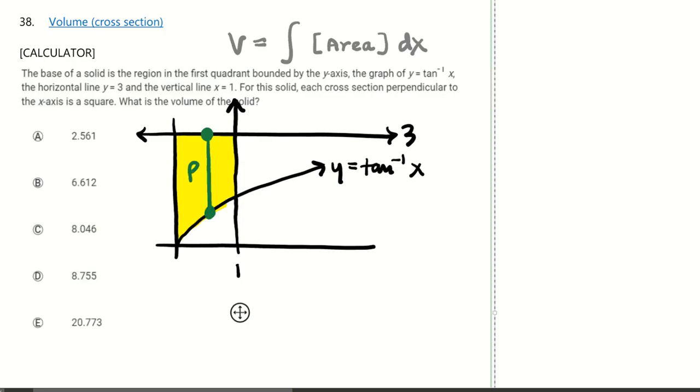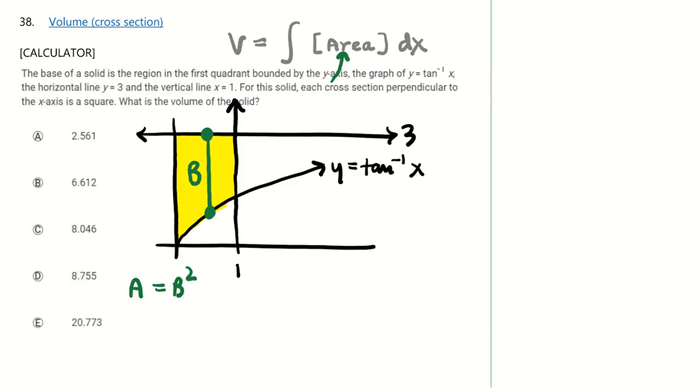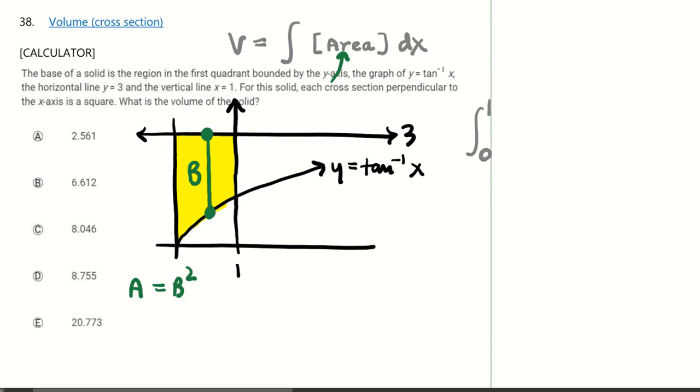And that cross-section is a square, so that's the base of the square. I know that the area of a square is equal to base to the 2 power. And so I'm going to take that area formula and plug it into my integral. So it'll be the integral from x equals 0 to x equals 1 of my area formula. So area is base squared. But now I just need to figure out what is the base, actually.